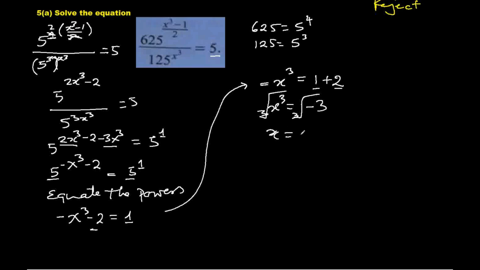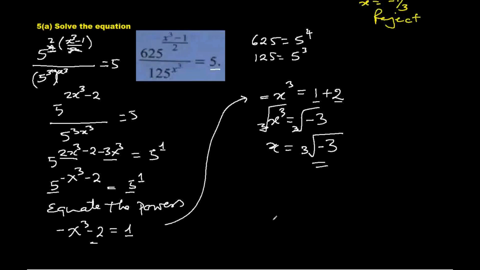So x comes out to be cube root of minus 3. They're saying solve the equation, and they've not said whether we have to express in decimal or something. You can leave your answer like this or use your calculator to find the value of x. That's what I'm going to do now. When I used mine, I got x equal to negative 1.44. This is the solution after 2 decimal places.